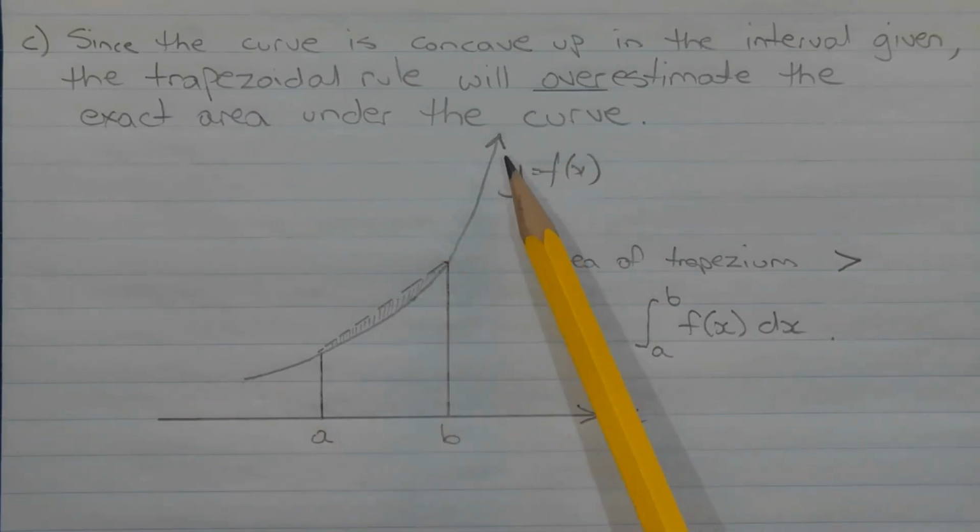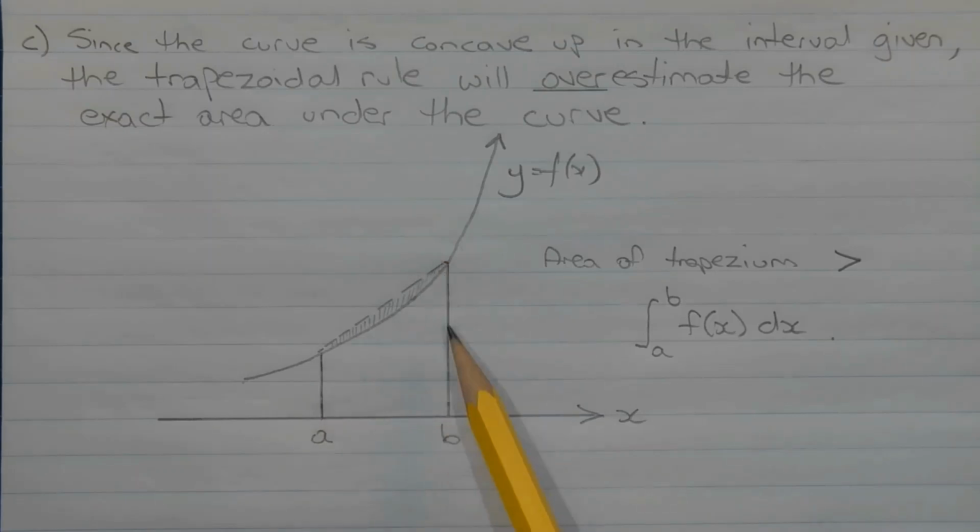Here's a sketch of y equals f of x, it's concave up. I've sketched a trapezium, which is part of the trapezoidal rule, and we can see here that the area of the trapezium overestimates the exact area under the curve from x equals a to x equals b. And I've shaded the overestimated area here.